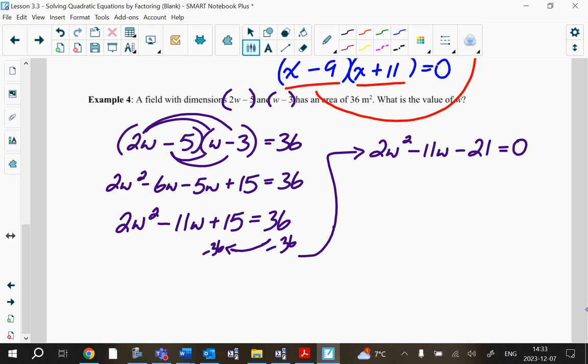Okay, somebody tell me what to do. Okay, so what am I going to write here? Good. Nice. Yeah, now we got to figure out two numbers that multiply to get negative 21.